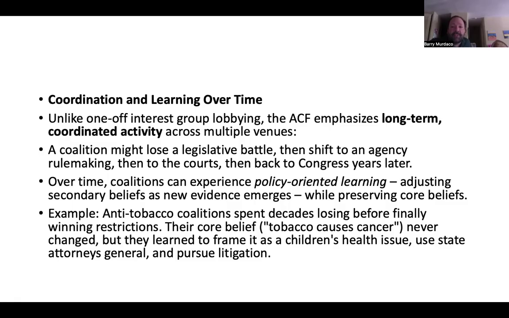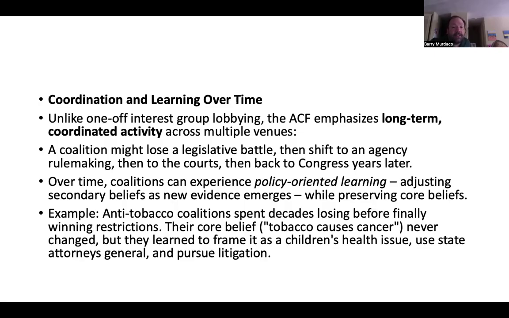Anyway, the ACF emphasizes long-term coordinated activity across multiple venues. A coalition might lose a legislative battle, then shift to an agency rulemaking, then to courts, then back to Congress years later. Over time, coalitions can experience policy-oriented learning, adjusting secondary beliefs as new evidence emerges while preserving core beliefs.